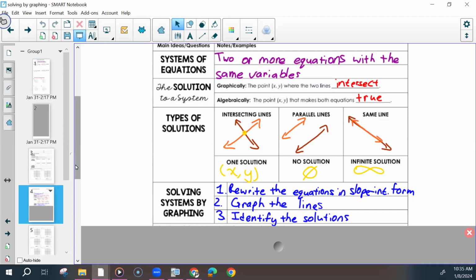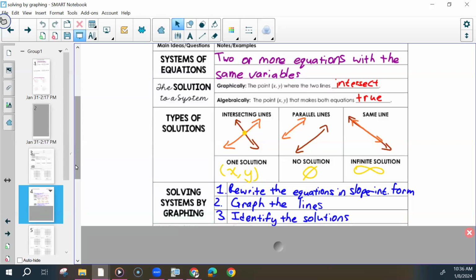Intersecting lines. That's going to be your one solution, your point (x, y). Parallel lines, so think back to when we talked about parallel lines and what you know about them. They will never intersect, so those will be no solution. And then we have the same line. If they lie on top of each other, they are graphed the same, they have the same equation. That is infinitely many solutions.